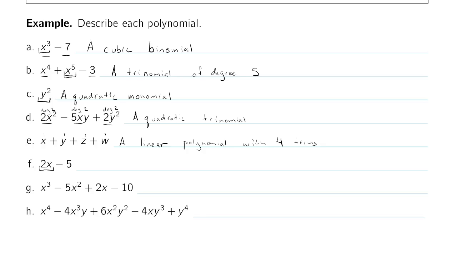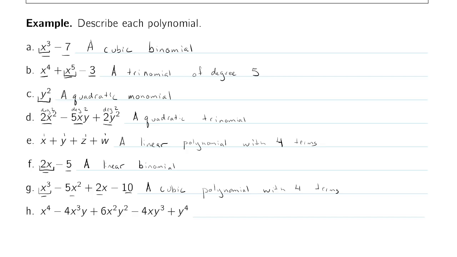On the other hand, here our highest degree term is 2x, so we'll say linear again. A linear. Now we have 1, 2 terms, so this is a linear binomial. We are going to talk about linear binomials a lot as we continue to work with polynomials. Here, our highest degree term is x to the third. And so this is a cubic, and we have 1, 2, 3, 4 terms. So this is a cubic polynomial with 4 terms.